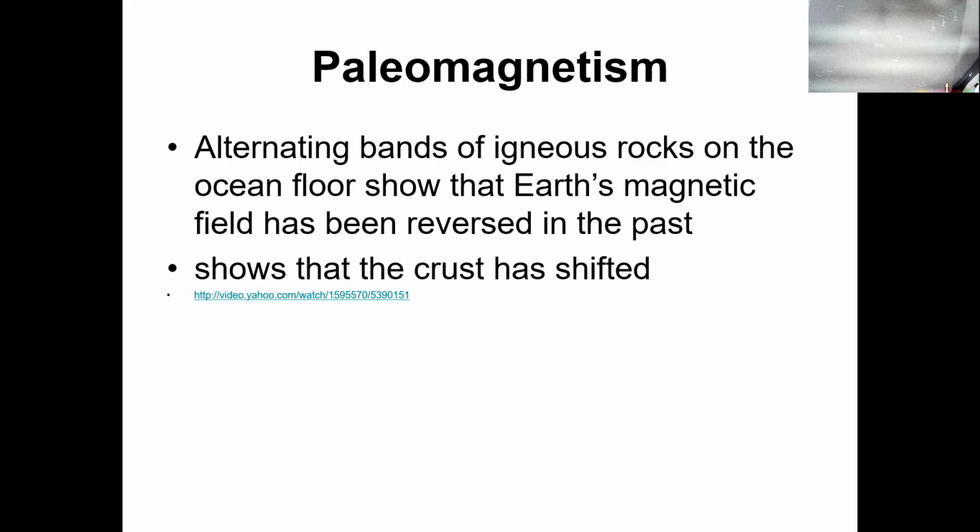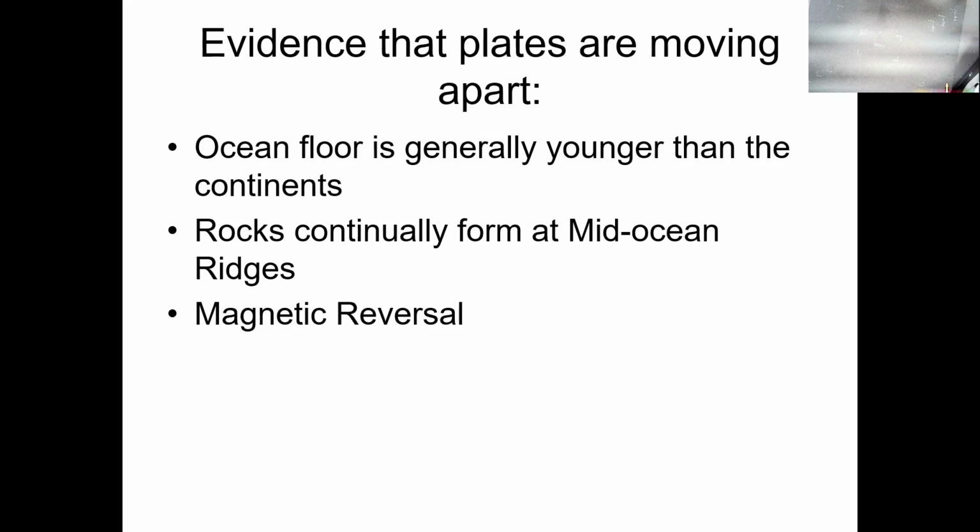The rest of the evidence that the floor is spreading apart is, so again, if you were just asked, how do they know that there's divergent plate boundaries? One of the reasons is that the ocean floor is younger than the continent. So those baby rocks are being born in the ocean. And you can also prove it by looking at that magnetic reversal.